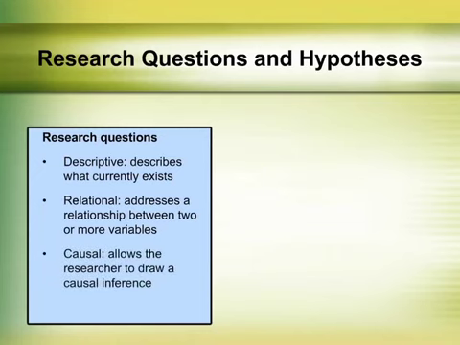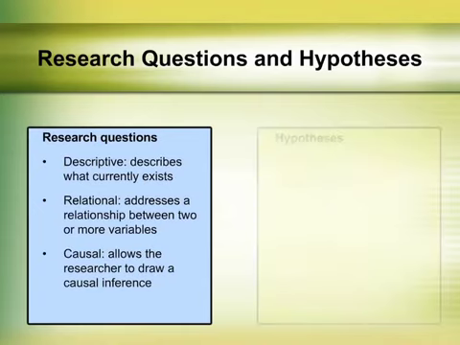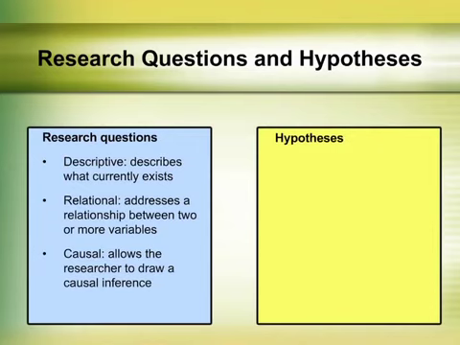Causal questions, on the other hand, are designed to allow the researcher to draw a causal inference. A causal question seeks to determine if a treatment variable in a program had an effect on one or more outcome variables. In other words, the X variable influences the Y variable. For example, one could design a study that answered the question of whether a particular instructional approach caused students to learn more.